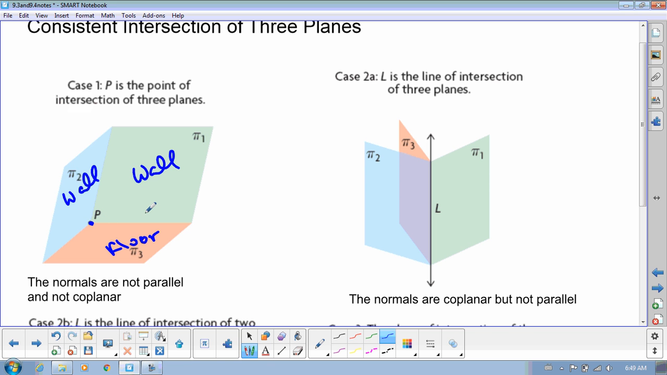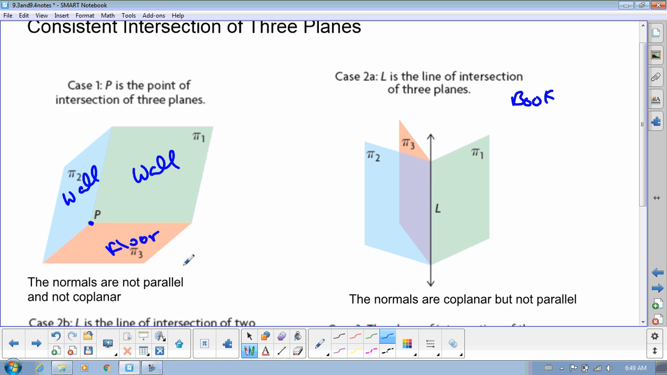Now, having said that, if we look at case 2, when we're looking at this situation, the intersection is a line. So I think of this like a book, and the line being the spine of the book where all the pages meet, and each of the pages being a plane. So in this case, all three intersect at a line.